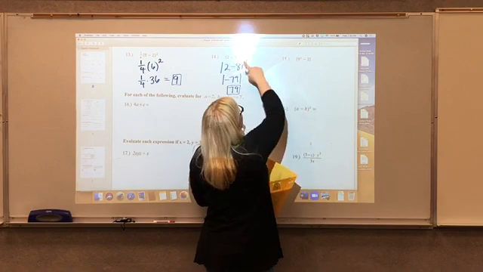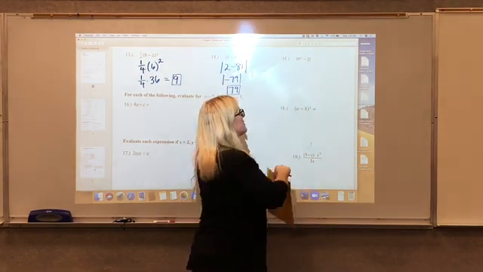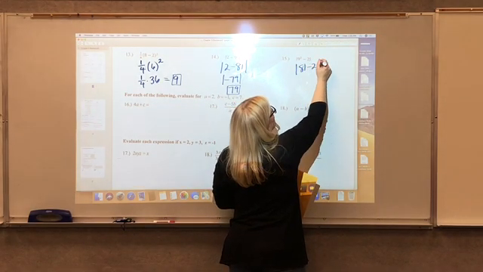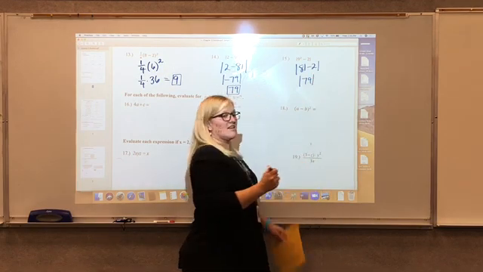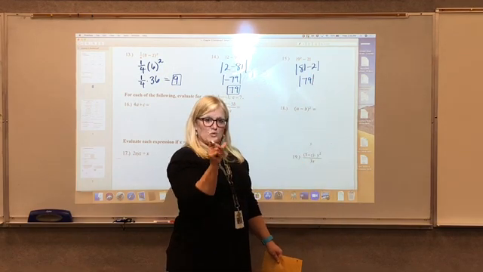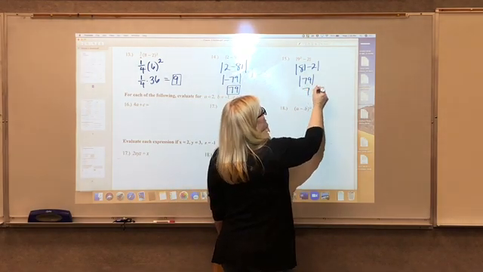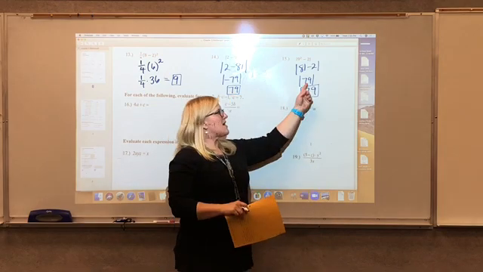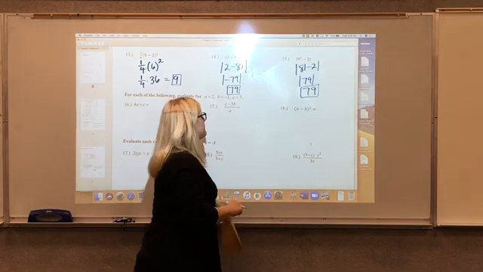Okay, now look, this one is almost identical except they're flip-flopped. So this one, again, 9 squared is 81 minus 2 gives me a positive 79 in the absolute value lines. But it's positive and it's going to stay positive, because anything that's inside an absolute value sign becomes positive.